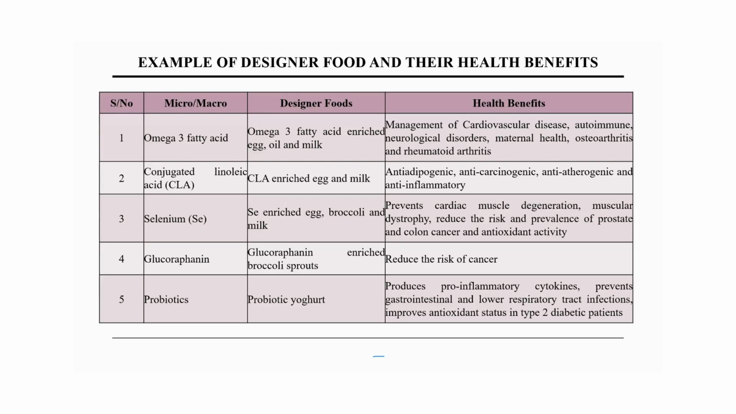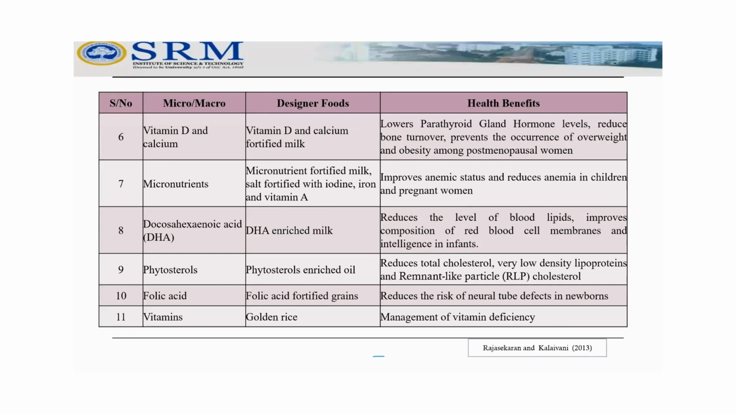Then we have probiotics. There are many such micro and macro nutrients which could be used. Vitamin D and calcium: the designer food is fortified milk, which is commercially available, which will reduce vitamin D deficiency related issues, as well as rickets, the calcium deficiency related issues. Then micronutrient fortified milk, and salt fortified with iodine, iron and vitamin A. Then DHA, a very promising micronutrient in infant and toddler food, and they have started adding DHA even in special foods for pregnant and lactating women. Then phytosterols, folic acid and vitamins. These are some of the vitamins and minerals which are commonly incorporated in designer food for specific health benefits.